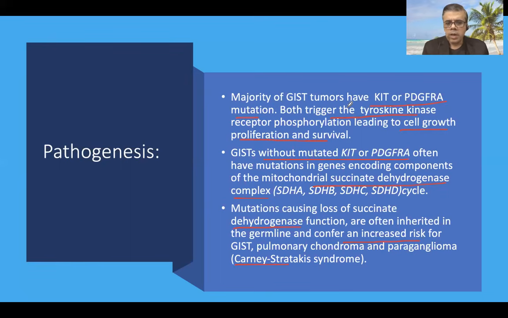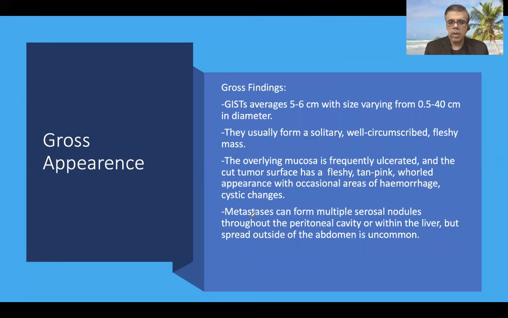And if we speak about the commonest one, KIT is the most common one, almost 75% of the cases, and almost 20% of the cases are PDGFRA, and the remaining 5 to 10% of cases may be mutations involving this succinate dehydrogenase complex. Now let's go to the morphological features.